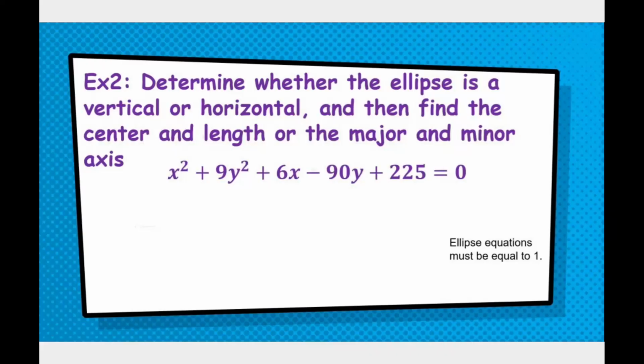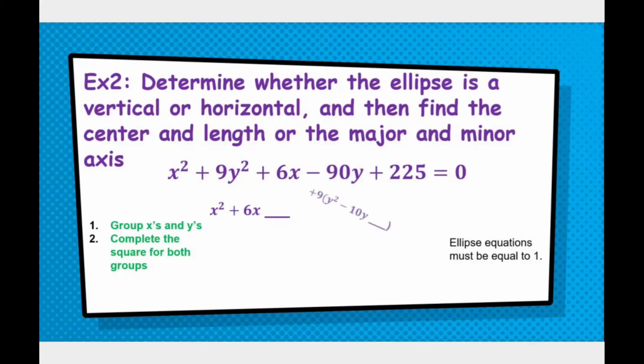Determine whether the ellipse is vertical, horizontal, and find the center and length of the major and minor axes. This is like one we had yesterday where we had to complete the square. And we do have an a value that needs to be factored out here. So I'm going to start by grouping x's and y's and then complete the square for both groups. So the first group, that's that. The second group, I have 9y squared and negative 90y.